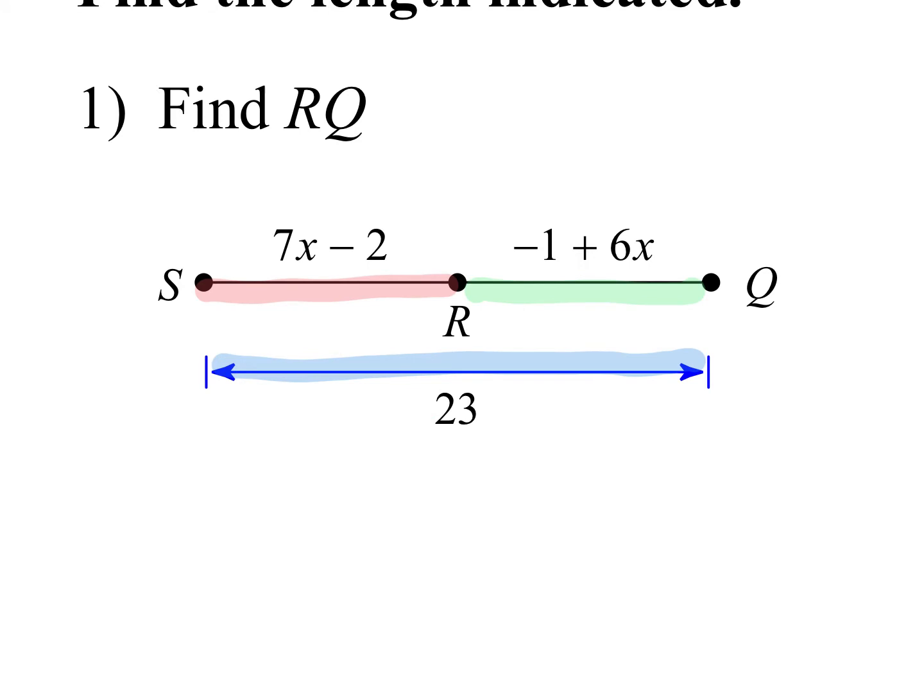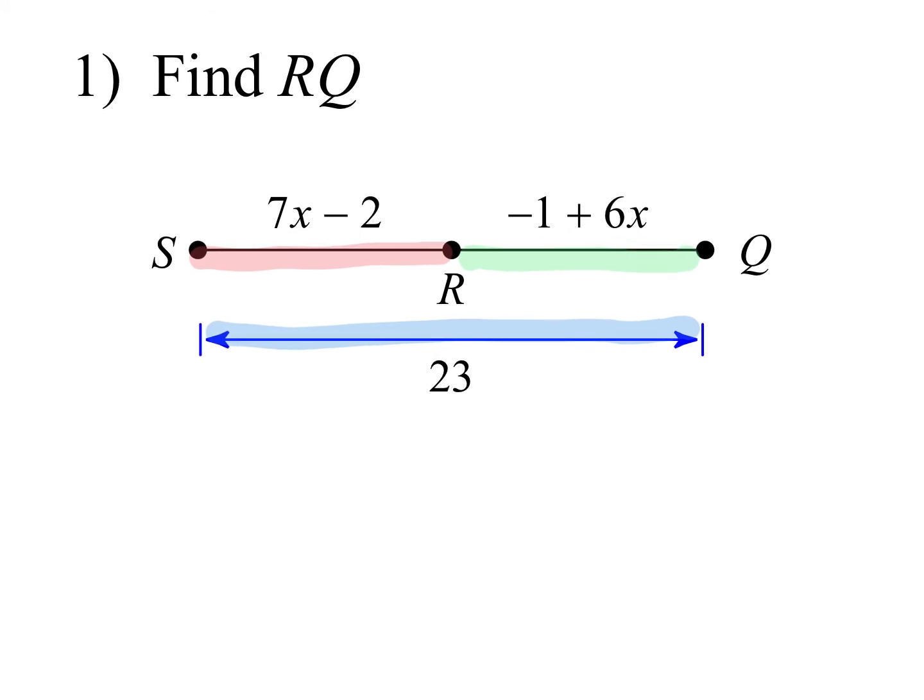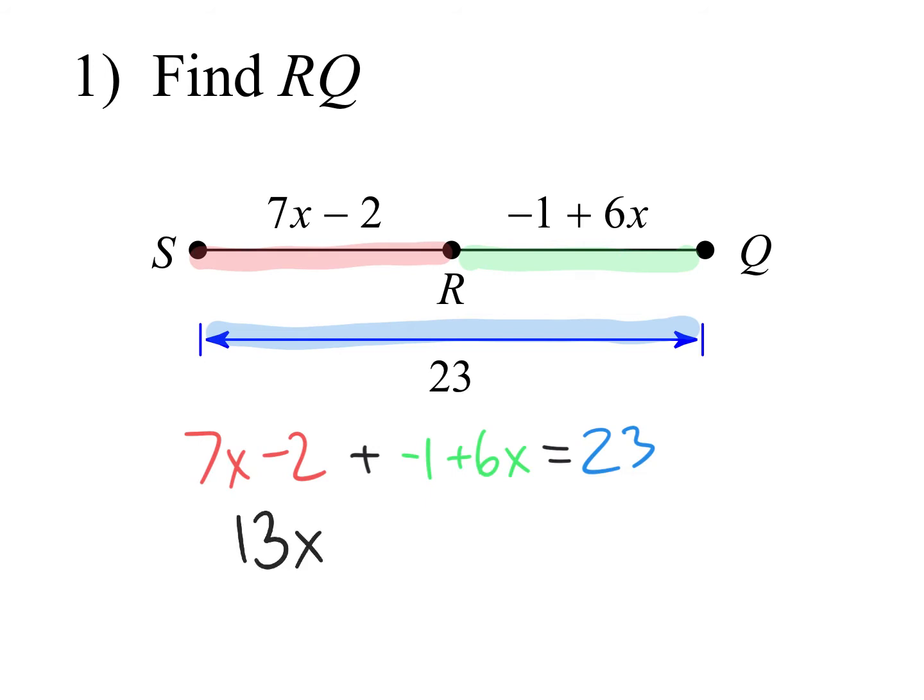All right, let's set this up into an equation because we're going to need to solve for x. That's going to be 7x minus 2 plus the other small segment, which is -1 plus 6x equals 23. We need to combine like terms: we've got 7x and 6x, which gives us 13x. We've also got a -2 and a -1, which gives us -3, equals 23.